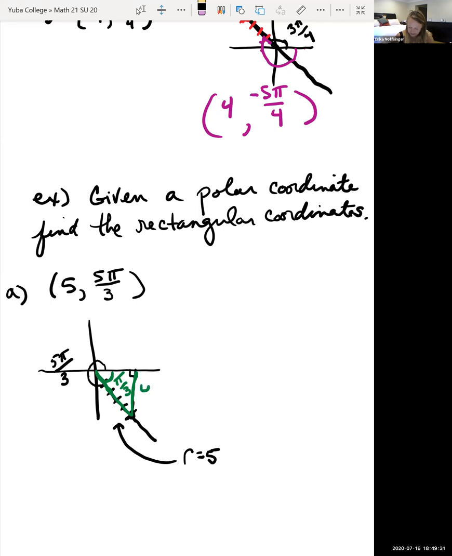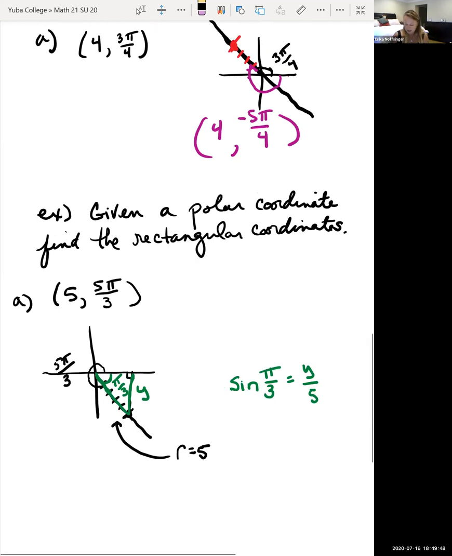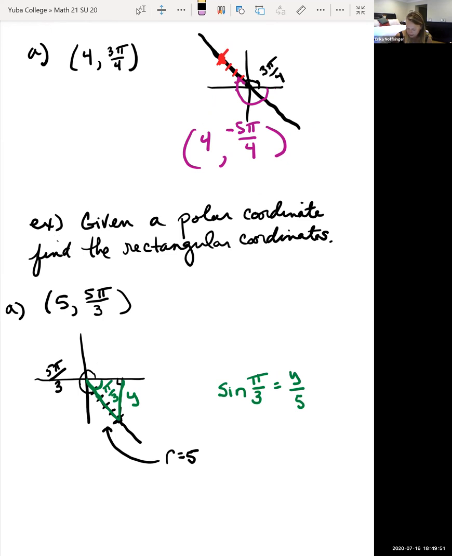So we know that sine of our angle pi thirds is equal to the opposite y all over our hypotenuse, which we know is 5. So I can get y by 5 times sine of pi thirds. So 5 times, I have to think to myself, pi thirds. I also have to think about what quadrant.